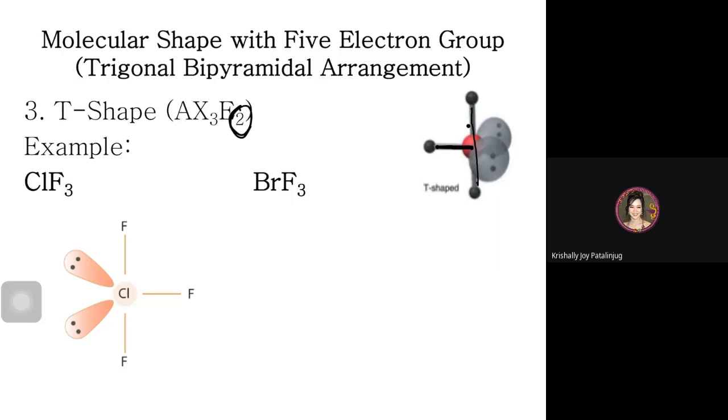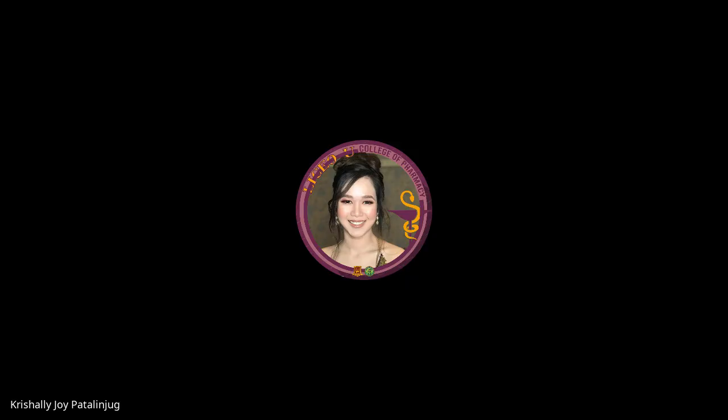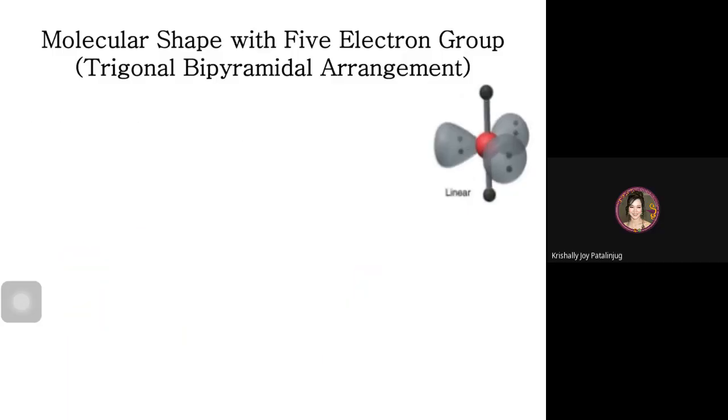Ayan. Di ba? You have a central atom, 3 surrounding fluorine, 2 lone pair. Okay? So, T-shape. Another example is bromine trifluoride. Ayan.